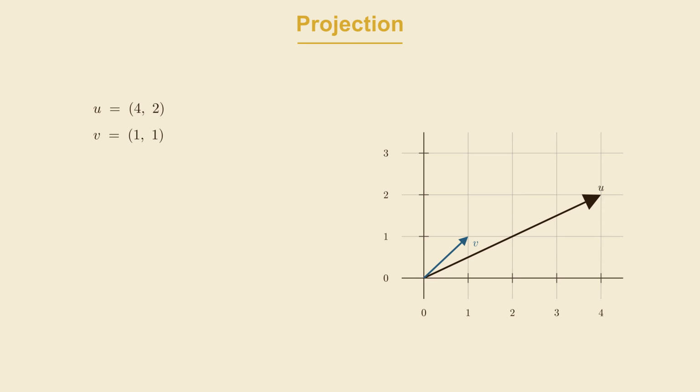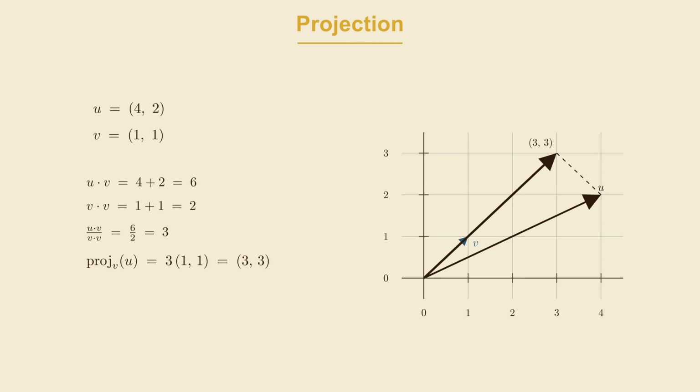Let's take a quick two-dimensional example. Let u be the vector 4, 2, and let v be the vector 1, 1, which points along the 45-degree line. The dot product u dot v is 4 times 1 plus 2 times 1, which is 6. The dot product v dot v is 1 plus 1, which is 2. The scalar in front is 6 over 2, or 3. Multiplying that scalar by v gives the projection vector 3, 3. So the shadow of u onto the 45-degree direction is the vector 3, 3.